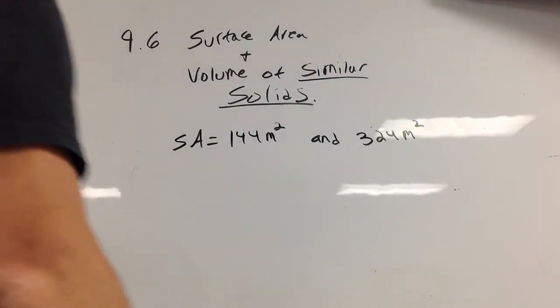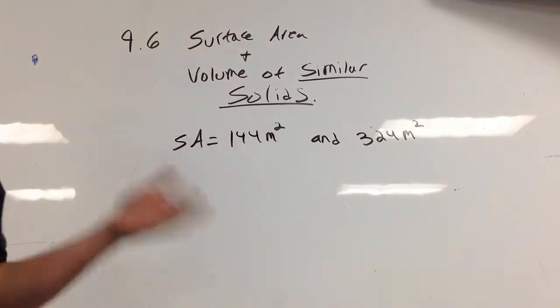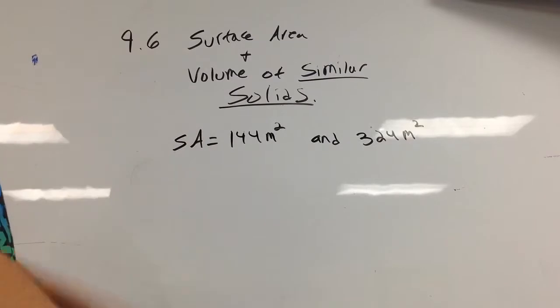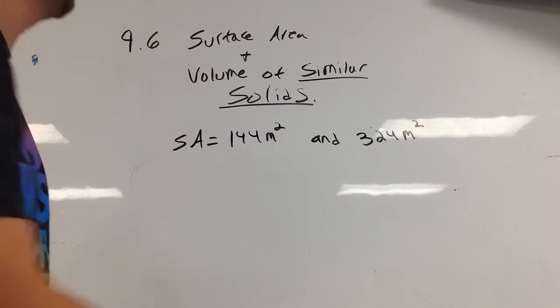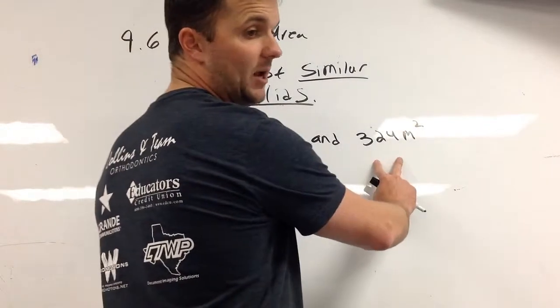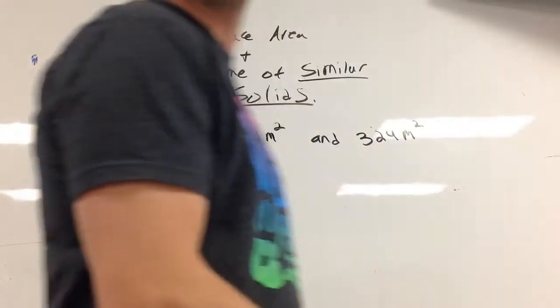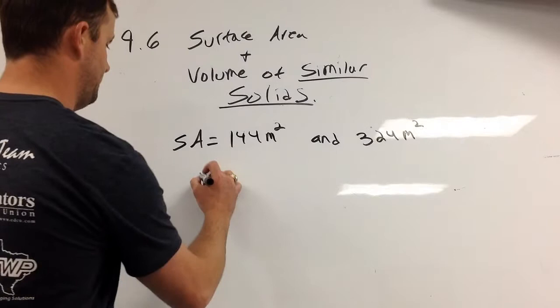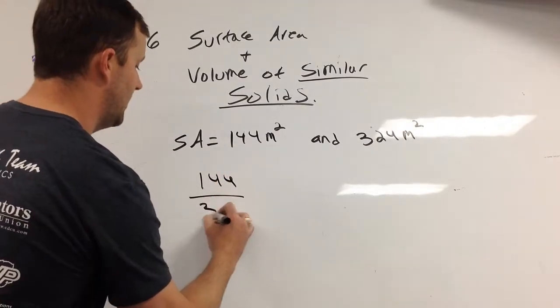Okay, so on this next example, it is telling me to find my similarity ratio and my volume ratio if the similar prisms have surface areas of 144 and 324. So literally all I have to do is set the smaller one over the bigger one, and then find my similarity ratio and my volume ratio by using both of these. So all I have to do is take 144 and put it over 324.